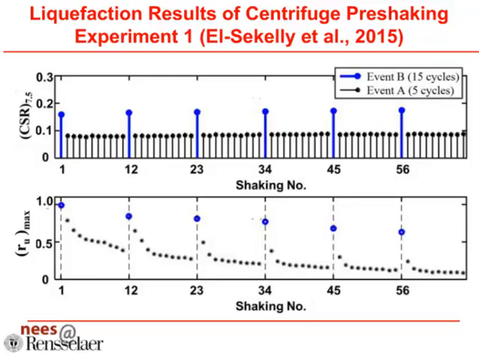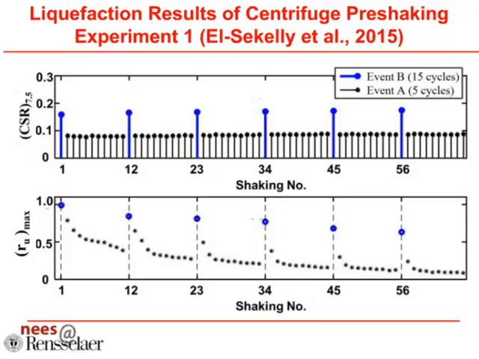The plot at the bottom shows the liquefaction development at each shake. Basically, in shake one, you reach about RU 1, which means that the soil has liquefied. As you can see, as we progress with the shaking event, the potential for liquefaction for the same event decreases with time. For example, for event B, the first time you shook event B, you got full liquefaction. At the end, which is event 56, for the same amount of energy or earthquake magnitude, you got only about 0.6 RU.